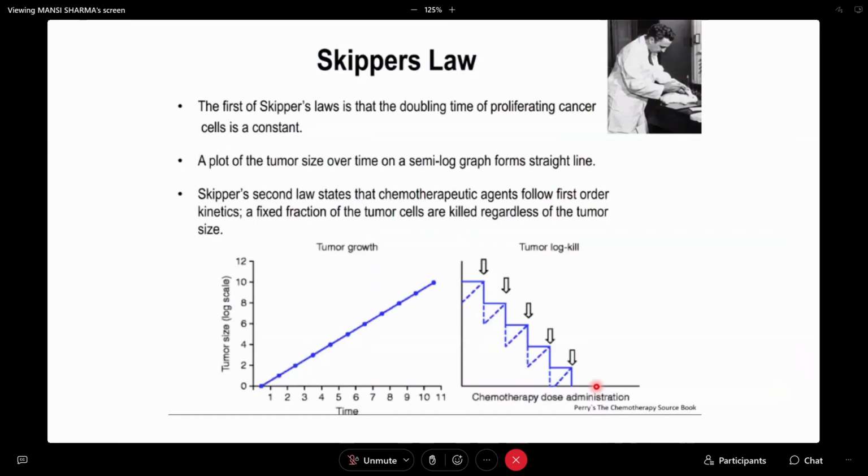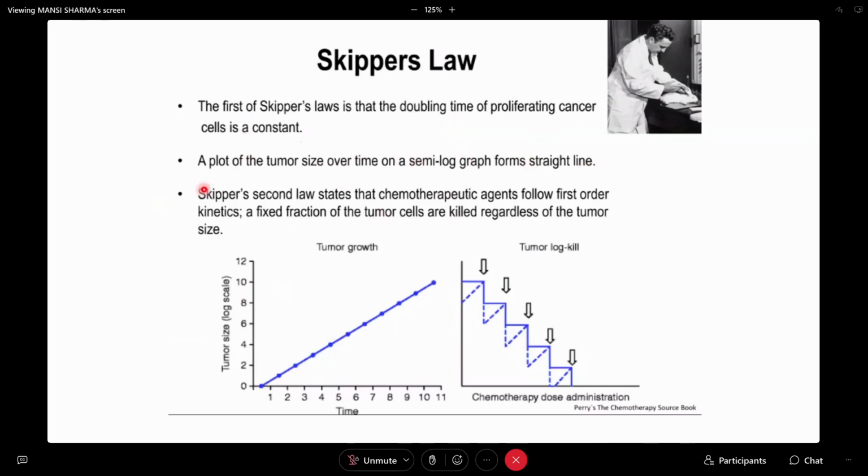So this was the first law, or the first hypothesis, that came in regarding how cancer cells proliferate. If you look at the X and the Y axis, this shows that the tumor grows exponentially, right? So this is the first of Skipper's laws, that the doubling time of proliferating cancer cells is a constant. And this states that the plot of tumor size over time on a semi-log graph forms a straight line.